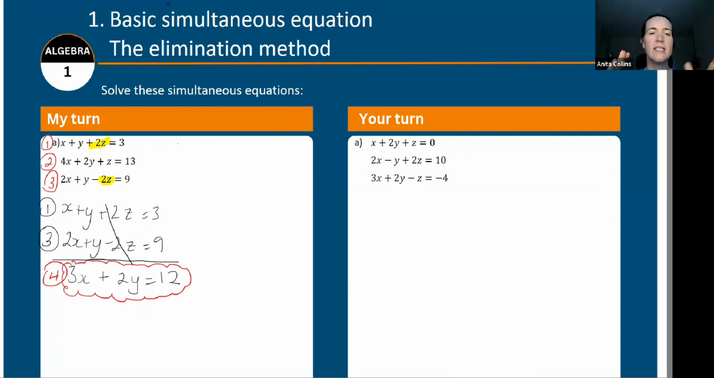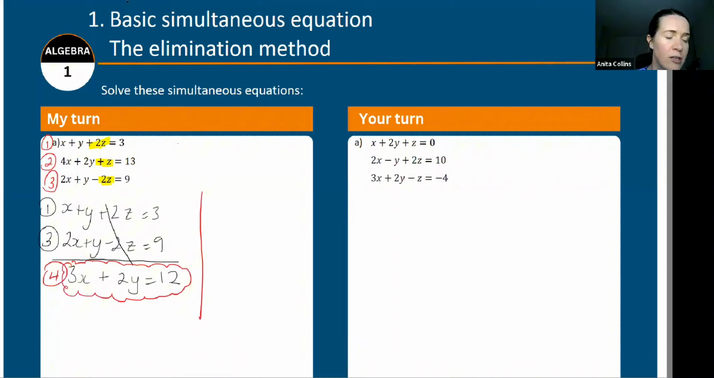Remember, we're trying to get from three equations with three variables down to two equations with two variables. So here I've got an equation with two variables. That's pretty good. Let's keep going and see if we can get another one to match with it. I need to get rid of the z again. So I'm just going to highlight this third z. I need to get rid of the z again, so I'll have another equation in x and y.